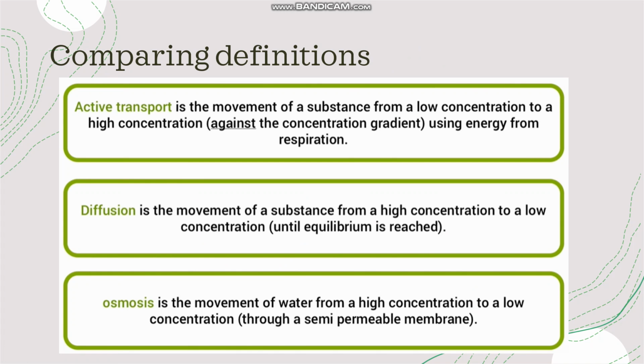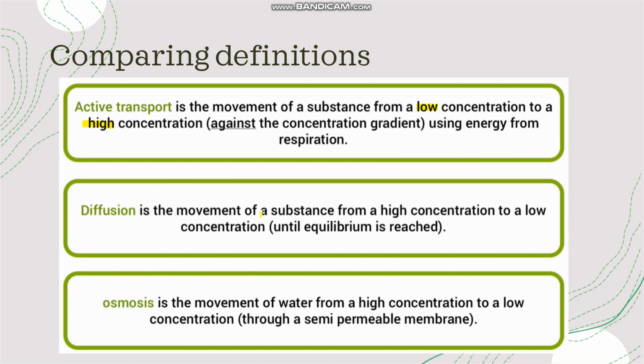Okay, so now to avoid confusion, we're going to be comparing the definitions of active transport, diffusion, and osmosis. Okay, so as we just heard, active transport is a movement of a substance from an area of low concentration to an area of high concentration using energy from respiration. So active transport is low to high.